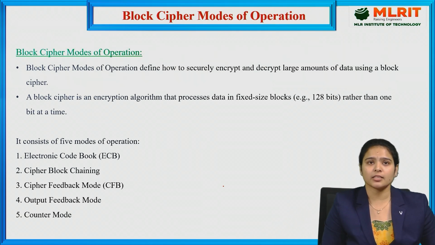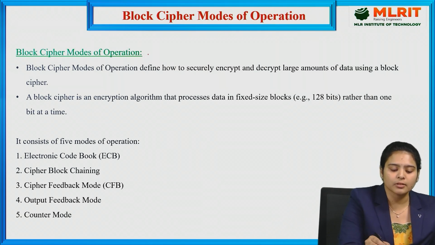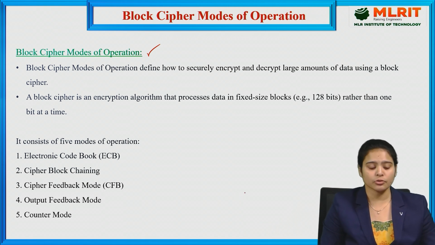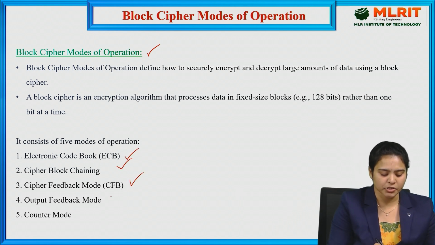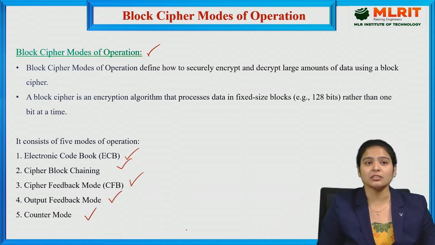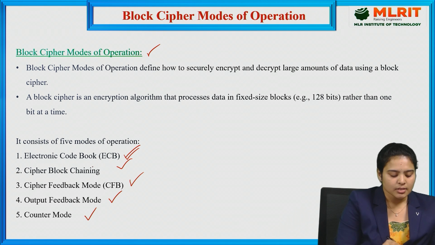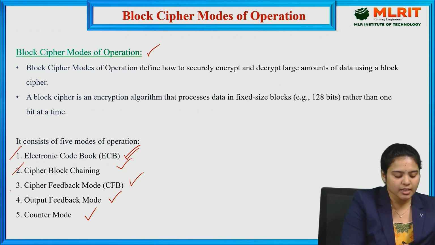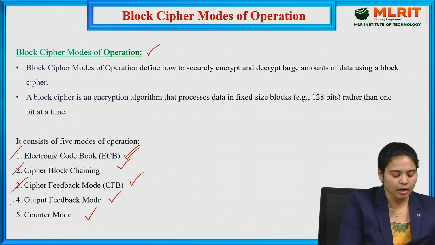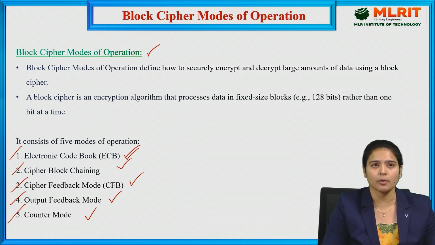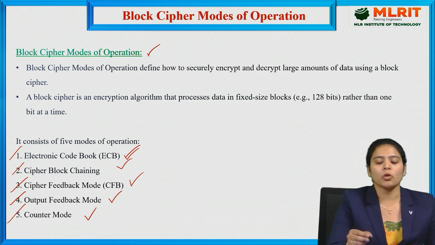Jump into the next topic, block cipher modes of operation. In the block cipher modes of operation, we look at how many bits and what size of blocks we are going to use in each operation. We have 5 types of operation: electronic codebook, cipher block chaining, cipher feedback mode, output feedback mode, and counter mode. These are the 5 modes of operation we are going to see in the block cipher modes.